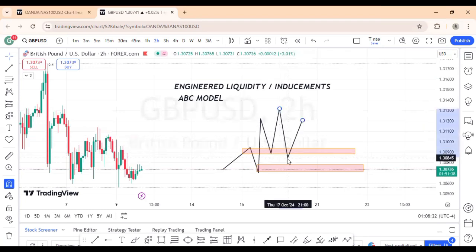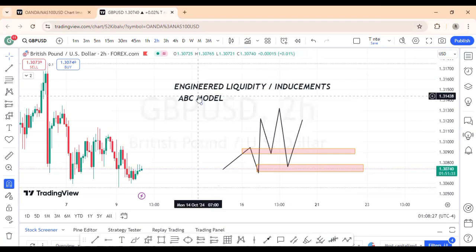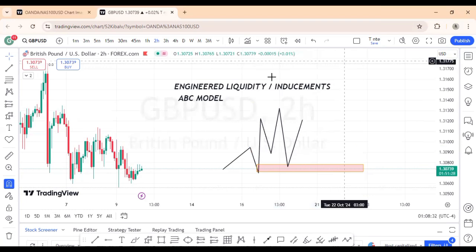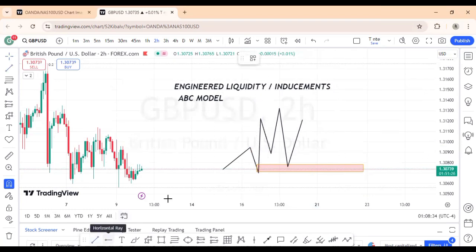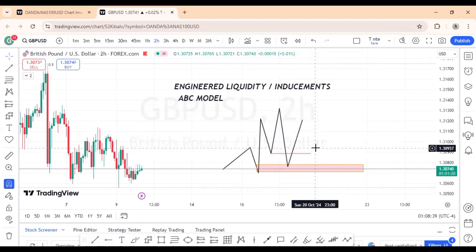And then what does price do? Price will go lower to hit your original single candle order block before reversing in the opposite direction. Now, the purpose of this is to induce traders to take a buy at this point here. So this is what we could refer to as engineered liquidity. Engineered liquidity refers to a high or a low that forms before your original point of interest or before your original order block. If you have an order block, sometimes highs or lows form before it. That high or low is also referred to as an inducement or an engineered liquidity.